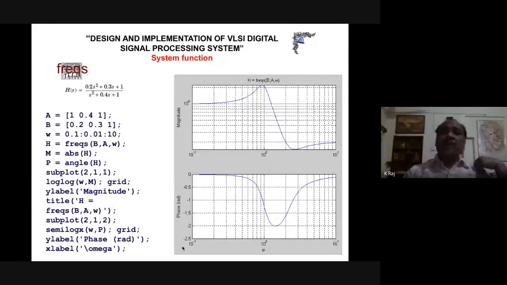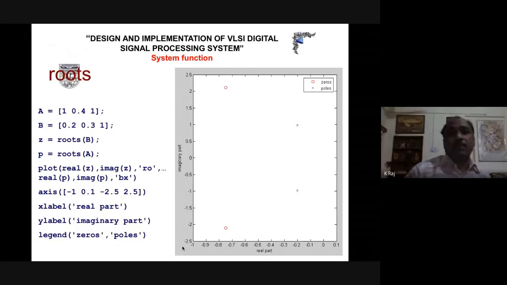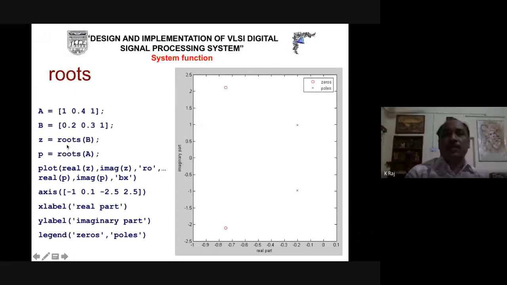Now, if we are interested in the roots, then naturally we have to describe the polynomials. And what are the polynomials? The denominator and numerator. The first we have described is the denominator, the first polynomial, and the numerator, the second polynomial. Then the roots of B and the roots of A. The roots of B, that is the numerator, will be represented with the help of the zeros, and the roots of A, that is the poles.